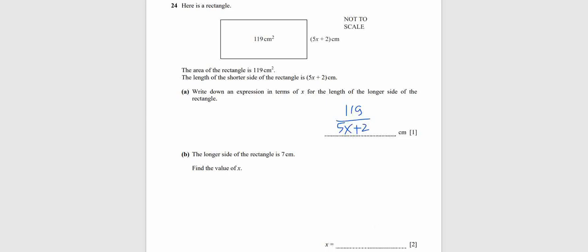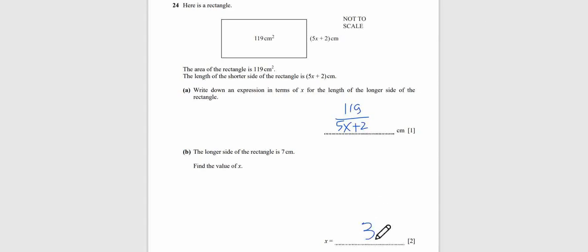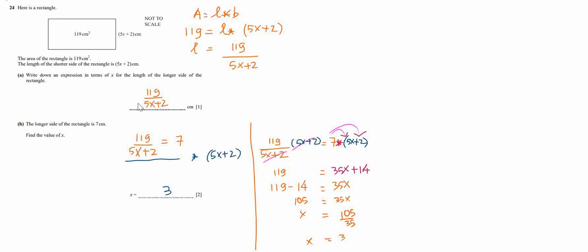So let's open up the answer. Well, the answer is x equals 3. Let's see how it works. So we got the answer from A, and now we use that answer for B. Now it says that the longer side is 7. So 119 over 5x plus 2, the longer side, equals 7.